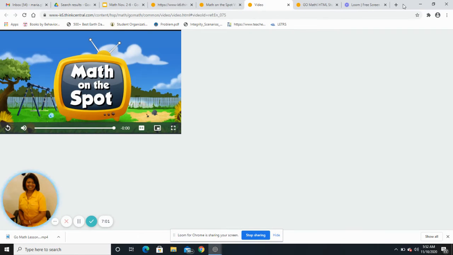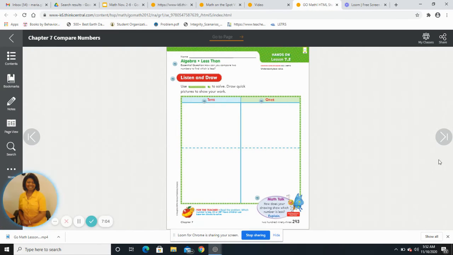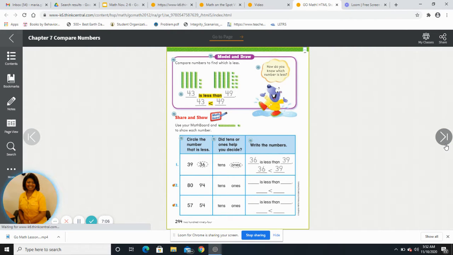All right, let's look at our math book. We're on page 294. So we're going to compare numbers to find which is less. So we're looking for the number that is smaller. So right here, we have our base 10 blocks: 10, 20, 30, 40, 41, 42, 43. That number is 43. 10, 20, 30, 40, 41, 42, 43, 44, 45, 46, 47, 48, 49.